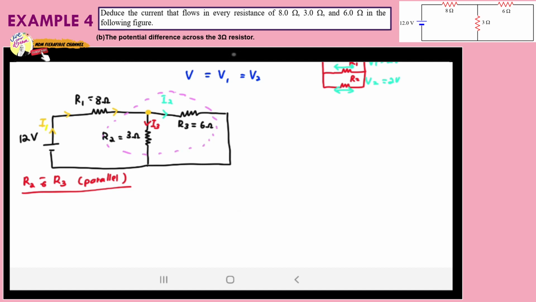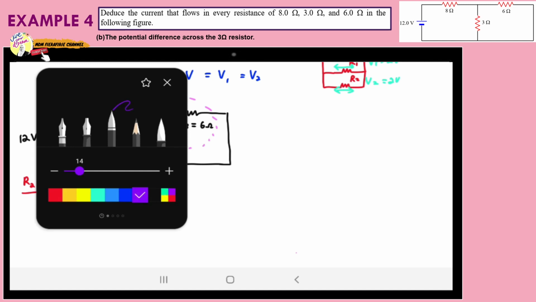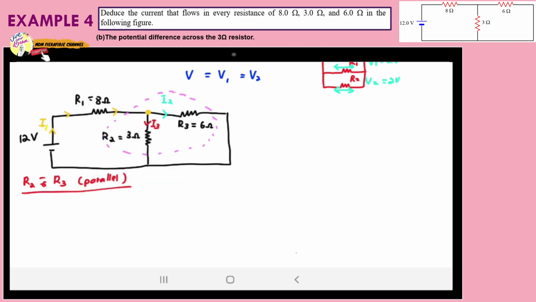So when R2 and R3 are parallel, I like to guide myself. When I try to answer this type of question, I will put that, since they are parallel, V23 must be equal to V2, must be equal to V3, because they are parallel. So when we combine 2 and 3, we are going to get V23. So now V23 is equal to V2 is equal to V3.